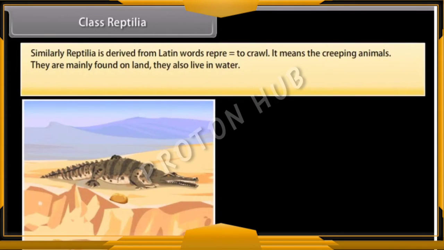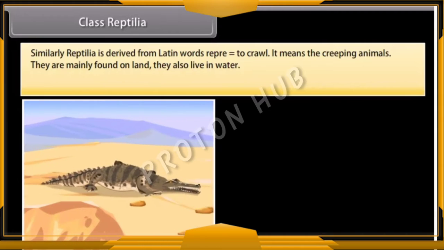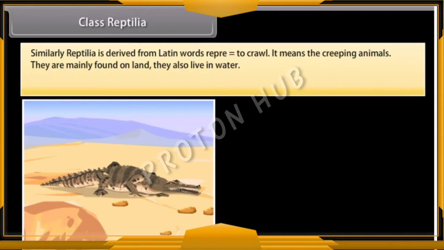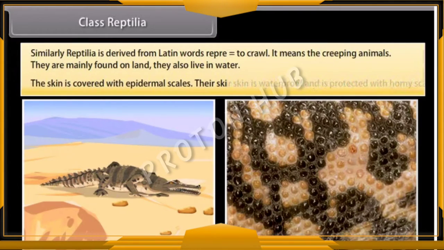Similarly, Reptilia is derived from the Latin word repere, which means to crawl. It means the creeping animals. They are mainly found on land. They also live in water. The skin is covered with epidermal scales. Their skin is waterproof and is protected with horny scales.